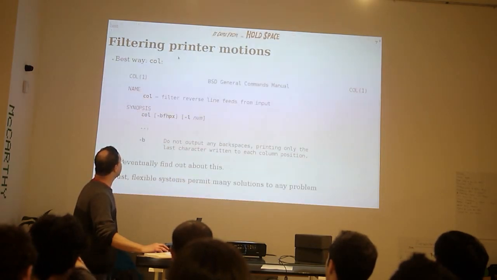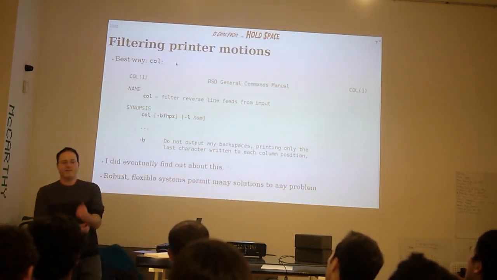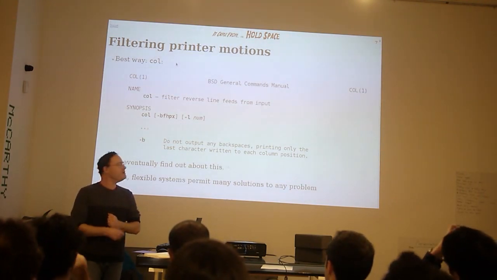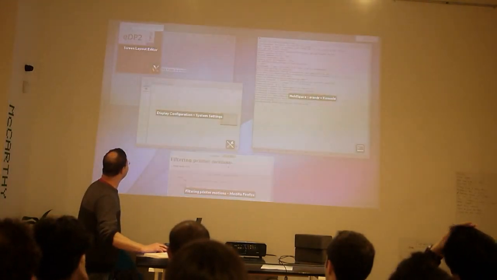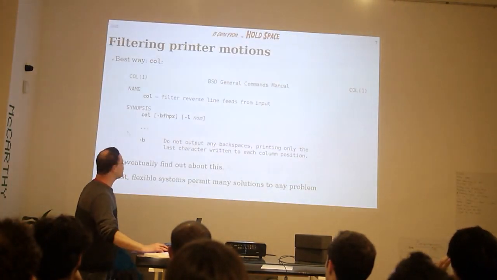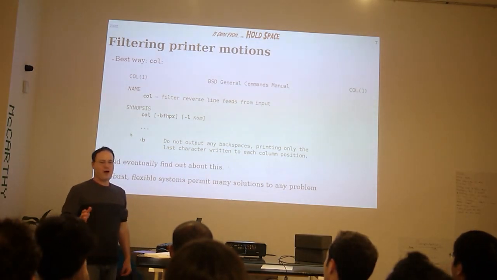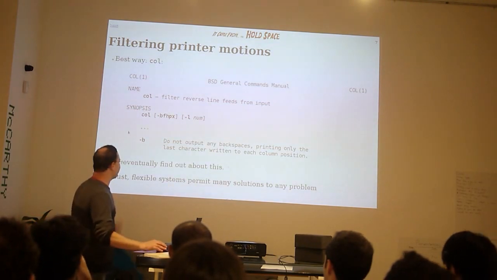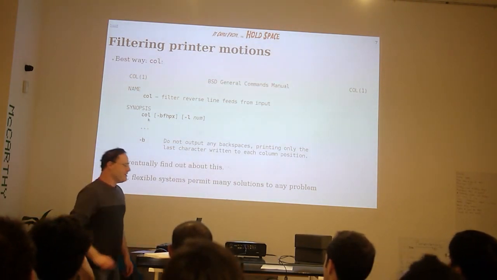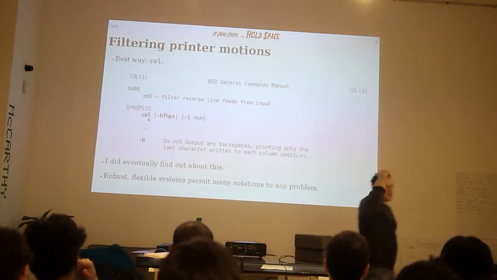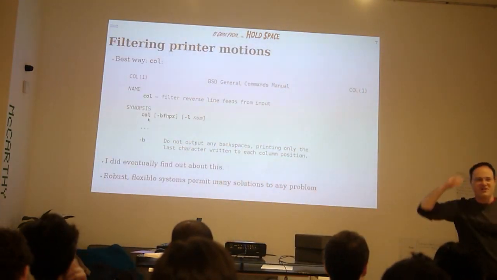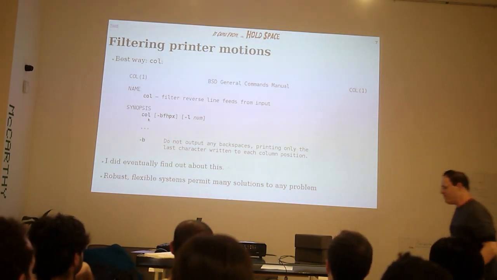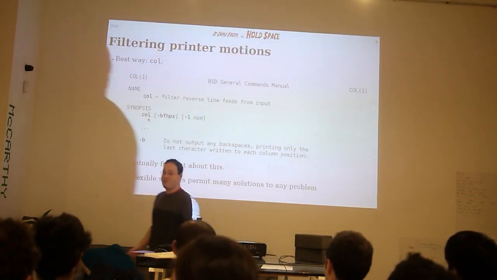And the best way is this program called col, which was written even farther back than me to do exactly the thing that I wanted to be doing for exactly the same reason. And so you would pipe it through col minus b, which means filter out reverse printer motions, because you're about to send this to a printer that can't do that. So I did eventually find out about that. The thing to learn from this is that Unix is a very robust, rich, and flexible system. And in systems like this, there are many ways to solve the same problem. And that's good, because if you don't know or can't figure out one way, you might find another way.